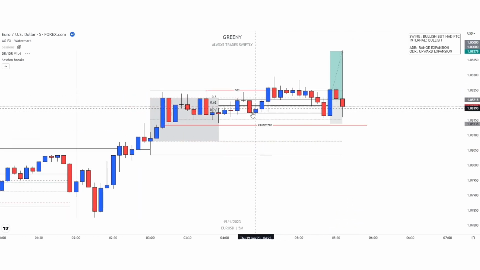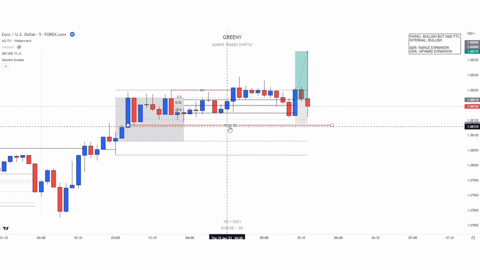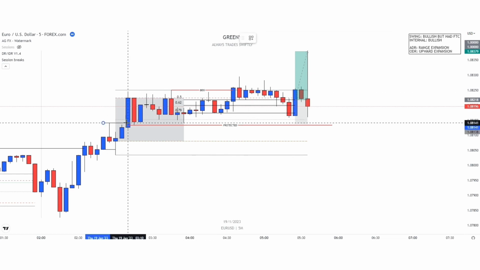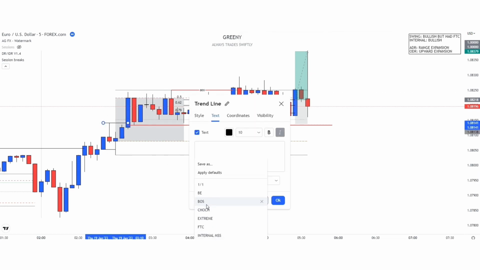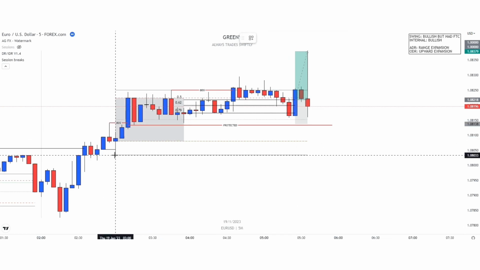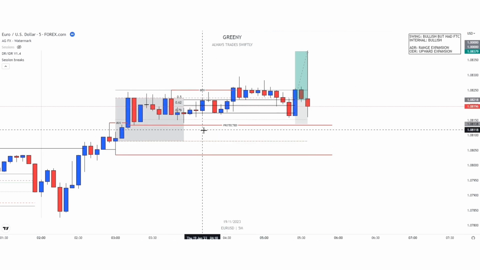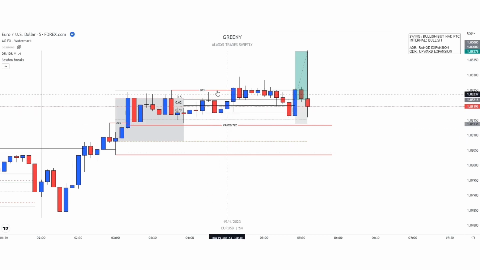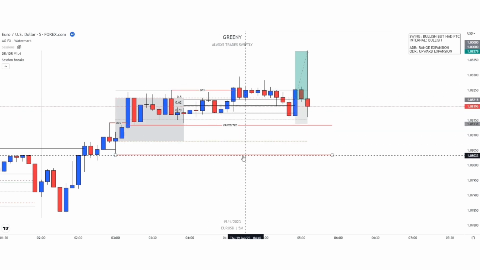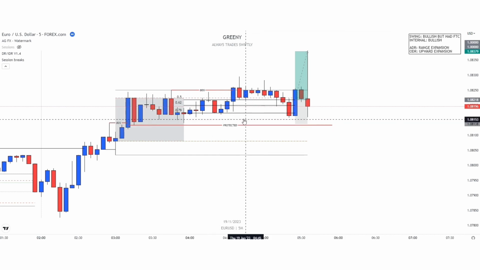We then see the break above to cause the upwards expansion. We then create a protected low in here as we have a breaker structure here to the upside. Mark that off. That becomes the previous protected low, which is the ADR low or the London DR session low. Then we create a breaker structure. So this now becomes the protected low that we're working with.